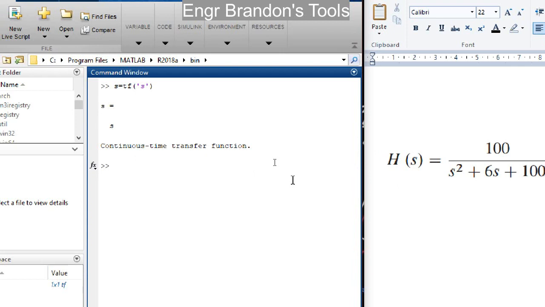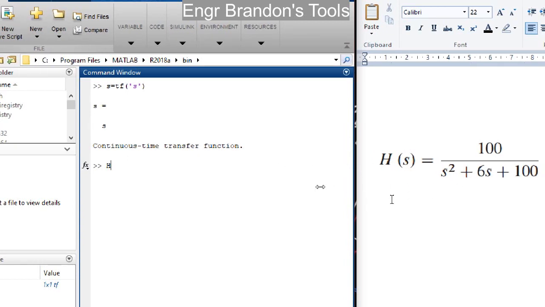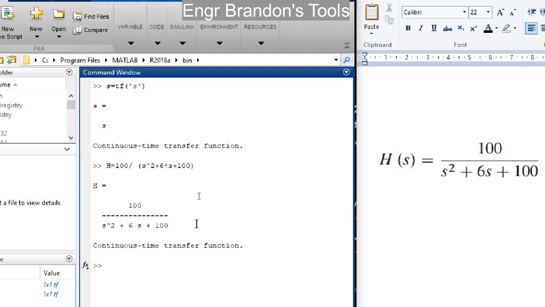With this s, we can now write back this function h of s and define it as a transfer function. I'm going to simply write h of s the way it is. h of s is simply 100 divided by s raised to the power 2 plus 6 times s plus 100. So that is my h. If I hit my enter button, I'm seeing that h of s is exactly the same as it is here. So h of s has been defined as a continuous time transfer function.